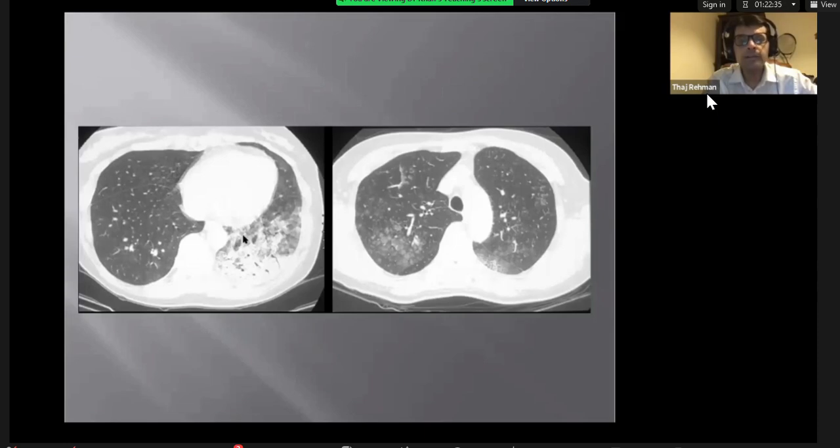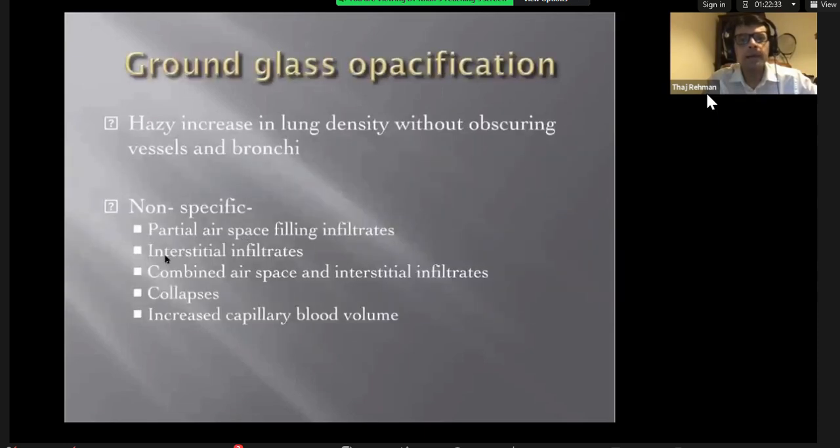That pattern is called crazy paving. Okay. So, differentials of ground glass opacification. Ground glass opacification is a hazy increase in lung density without obscuring the vessels and bronchi, whereas a consolidation will obscure the blood vessels. You can see the bronchi through the consolidation, that is called a bronchogram. But in ground glass, you can see the vessels as well as the bronchus.